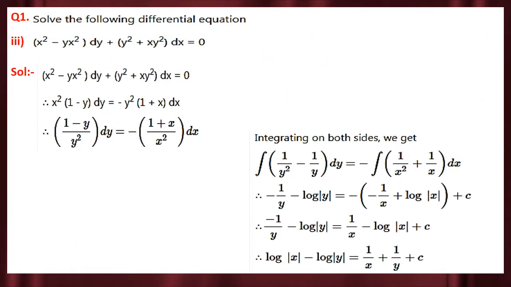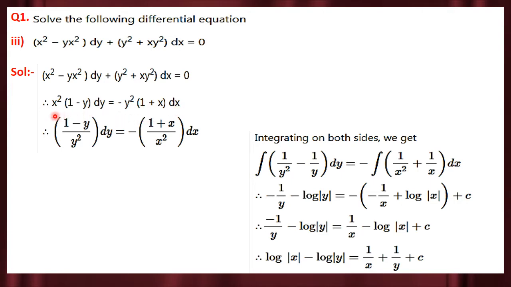Third question: (x² − yx²) dy + (y² + xy²) dx = 0. Now we will take the second term containing dx to the RHS, that is (x² − yx²) dy = −(y² + xy²) dx. x² is common in the first term, taken out, then x²(1 − y) dy is equal to minus y², which is common here, so −y²(1 + x) dx.